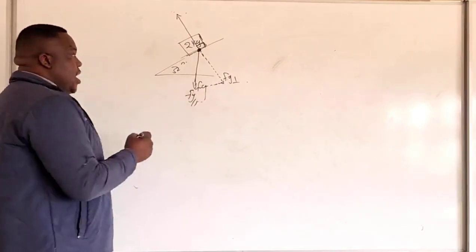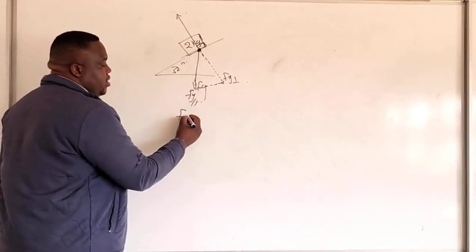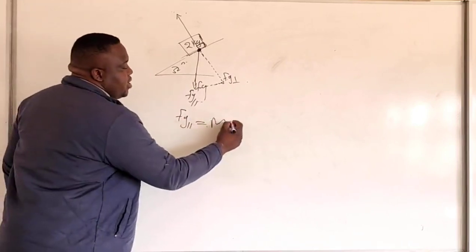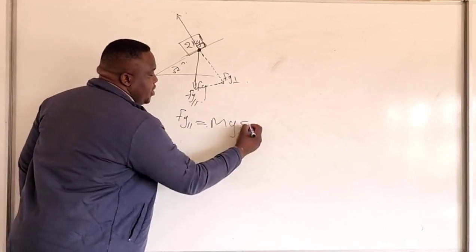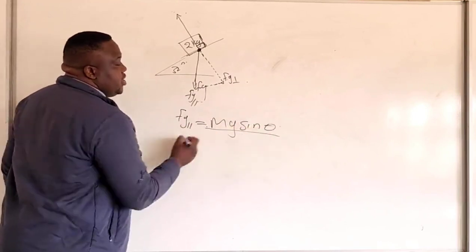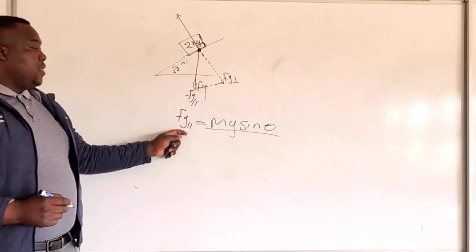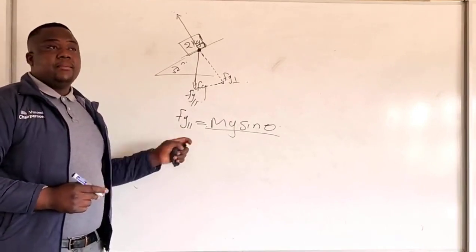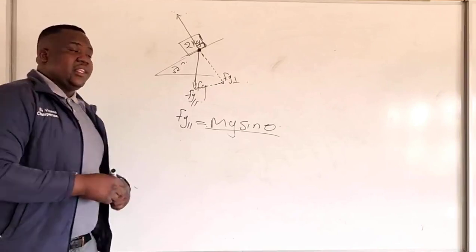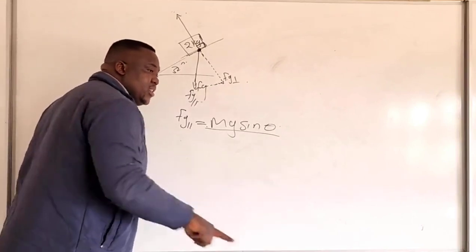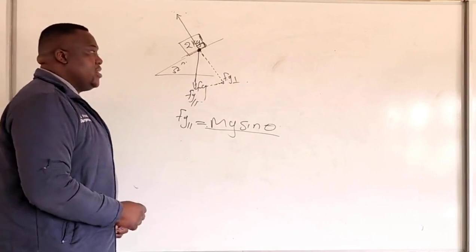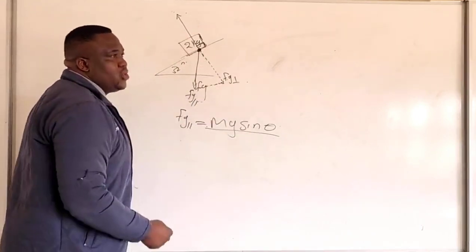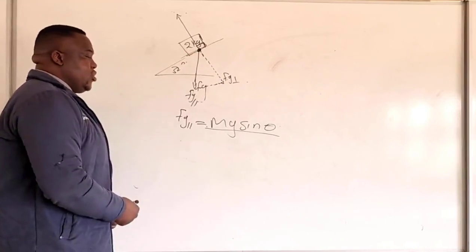So let's say I want to calculate FG parallel for this object. I'm going to say mg sine theta, because it is parallel. So this is the gravitational force parallel. Remember that the parallel component is causing an object to move down the incline. Then the perpendicular component is causing an object to stick to the surface to avoid moving down the incline. Take note of the two.